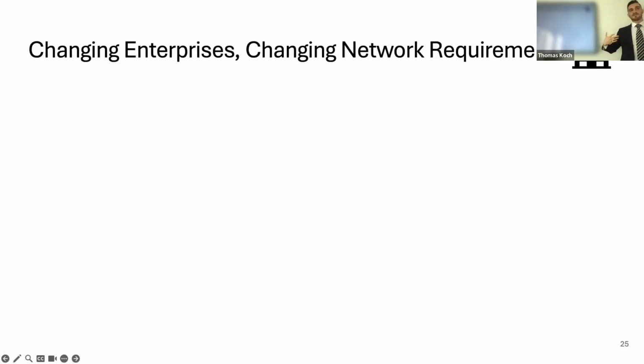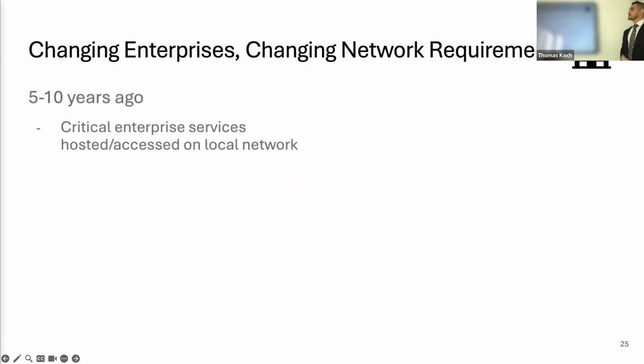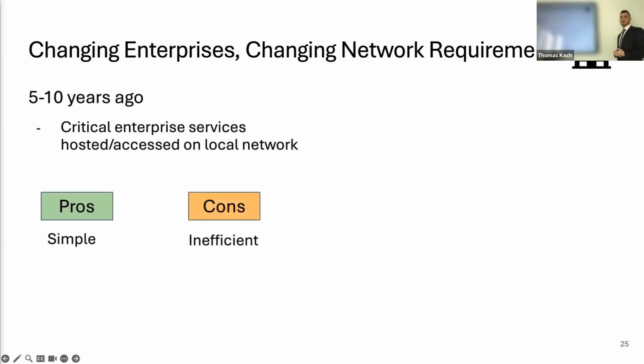And I'm going to build a specific use case that maybe we can relate to in our day-to-day lives. And it has to do with enterprise use cases on the internet. So 5 to 10 years ago, let me paint a picture. A lot of critical enterprise services like student schedules or sales databases or email, those were all hosted locally on the local business's network. And that was a really simple way of going about things, but it was also inefficient. It was expensive to upgrade.